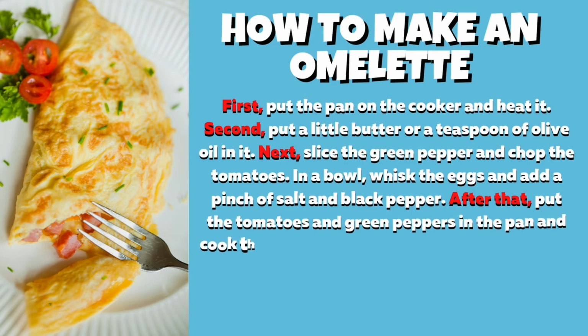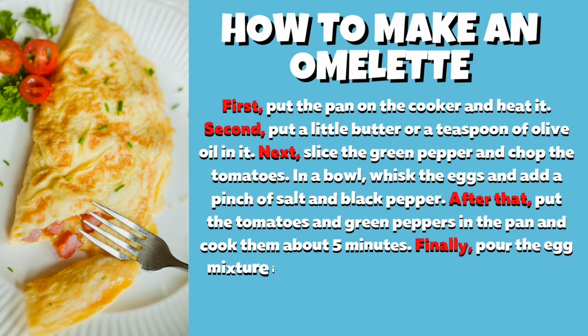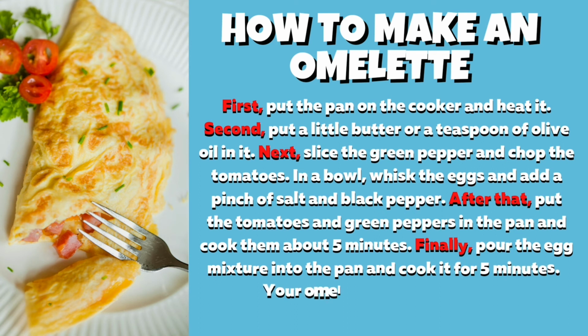After that, put the tomatoes and green peppers in the pan and cook them about 5 minutes. Finally, pour the egg mixture into the pan and cook it for 5 minutes. Your omelette is ready. Enjoy it!